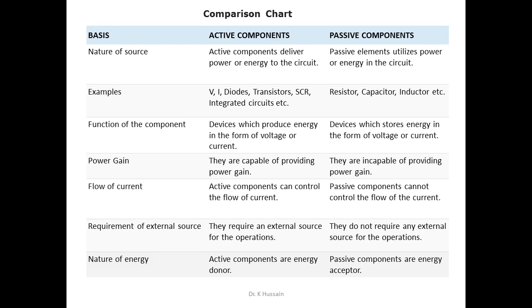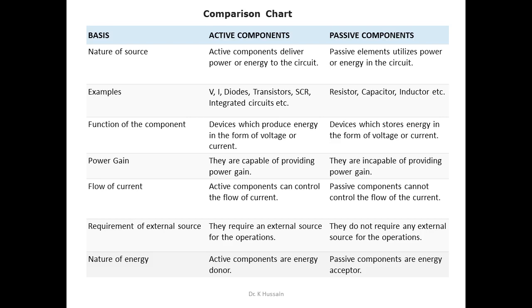Next, the power gain parameter. Active components are capable of providing power gain, but passive components are incapable of providing power gain. Flow of current also: active components can control the flow of current, but passive components cannot control the flow of current because these are delivering and those are using. That's the reason passive components can't control it.